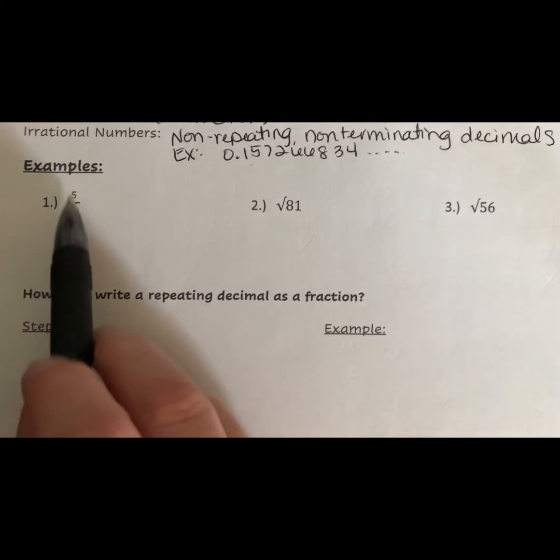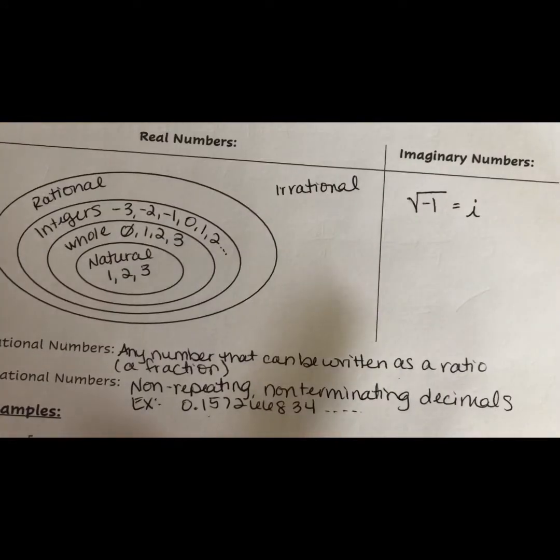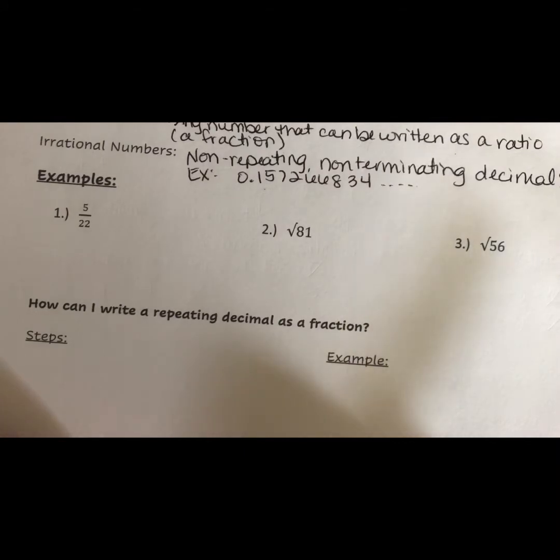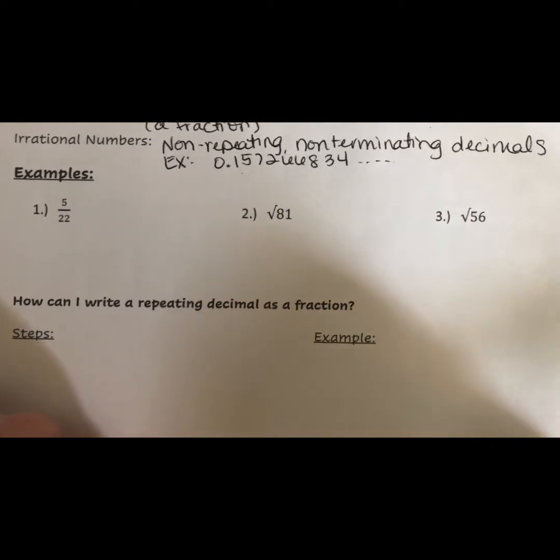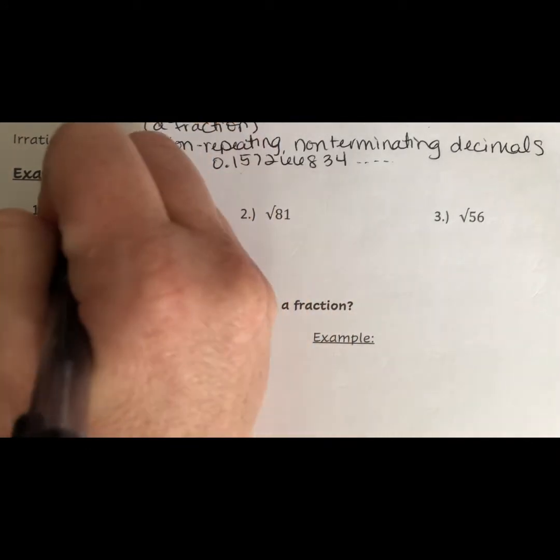All right, so examples, 5 over 22. We're just going to start with real or imaginary. You can go back up here and look at this to help you. It's not imaginary. None of the numbers we're going to go over are imaginary, they're all real. So we know it's a real number. Then we go down to rational or irrational. Well, can it be written as a ratio? Yeah, that's exactly what it is. It's written as a ratio or a fraction. So we know it's rational.